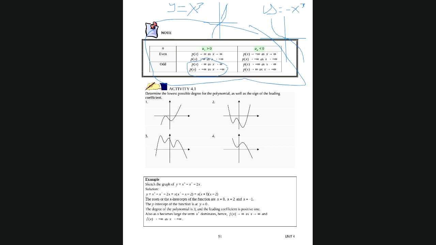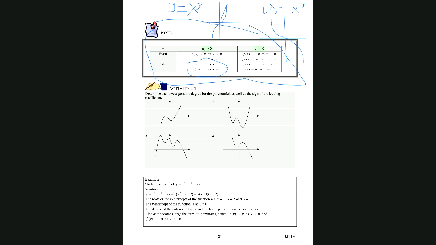Have you seen that? Hello? Can you hear me? Yes, sir. I told you that from the beginning. Have you seen that? If the degree is n, the number of turning points will be n minus 1. So here, if the number of turning points is 3, it's enough for you to know that the degree will be 4.